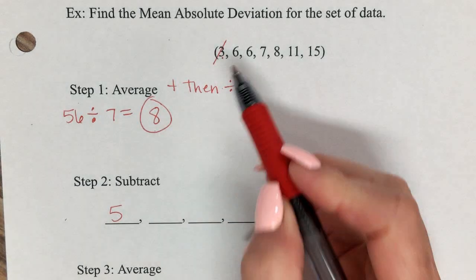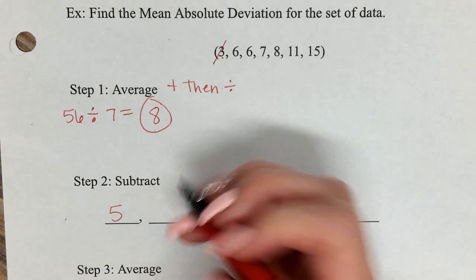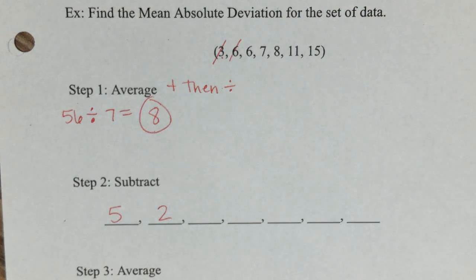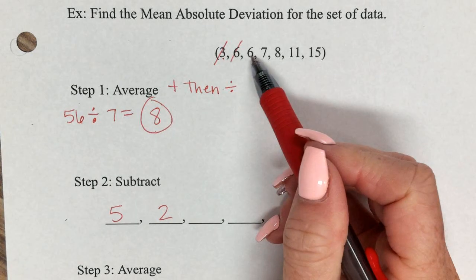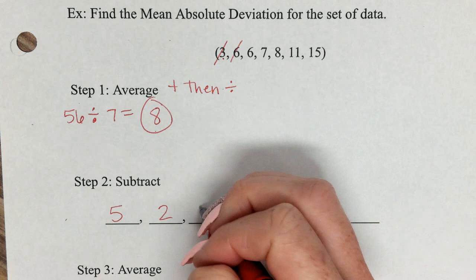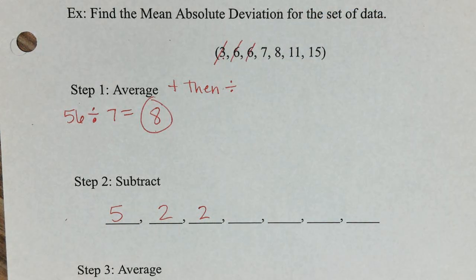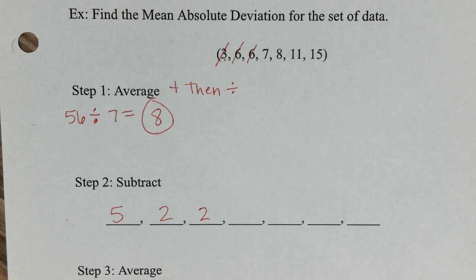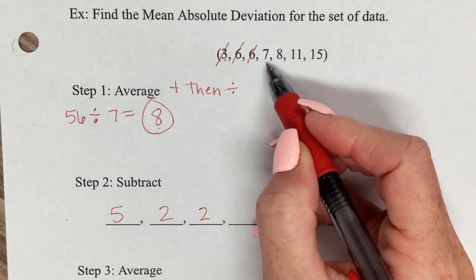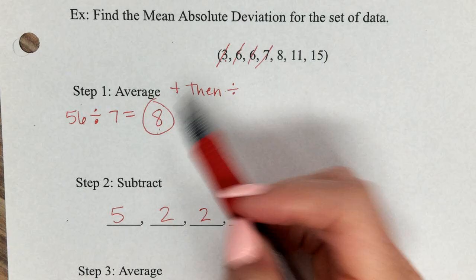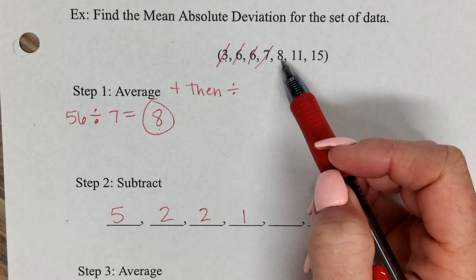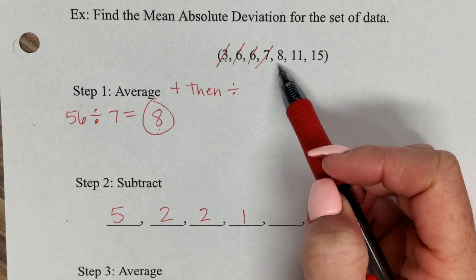Now you're going to do 8 minus 6. What's 8 minus 6? Mark it out that you did it. You're going to do 8 minus 6 for this 6, which is 2. Mark it out that you did it. Are y'all with me? 8 minus 7 is 1. 8 minus 8 is, you have to write it because it is a data number, okay?